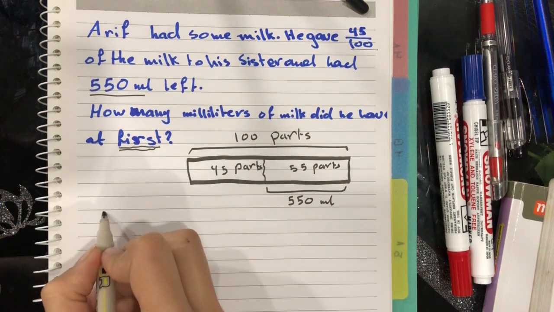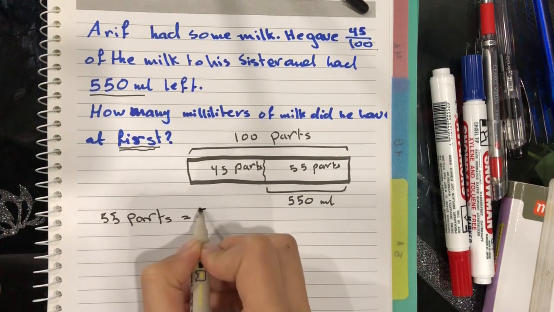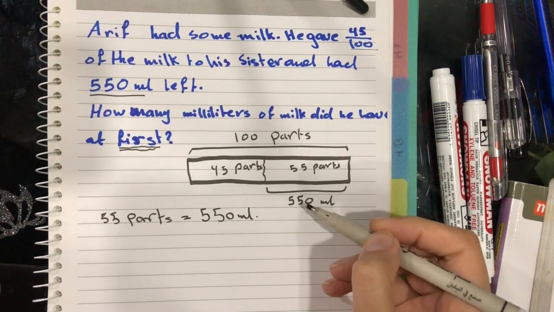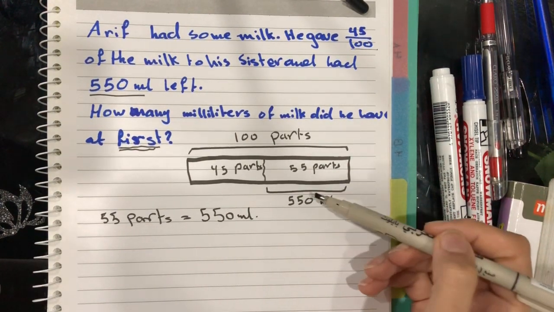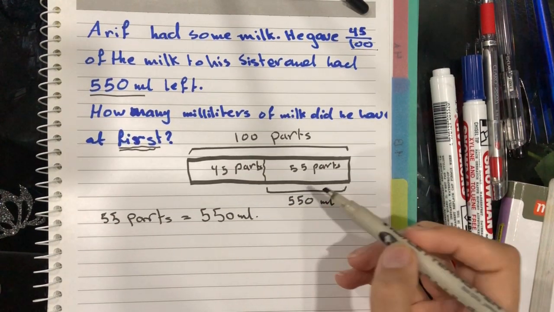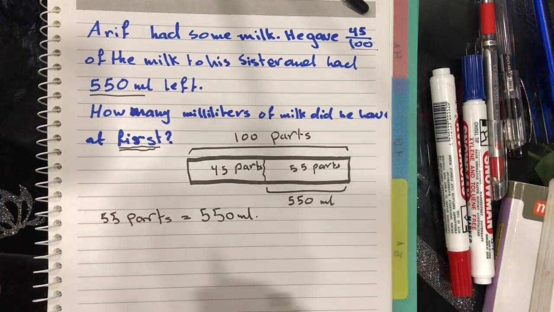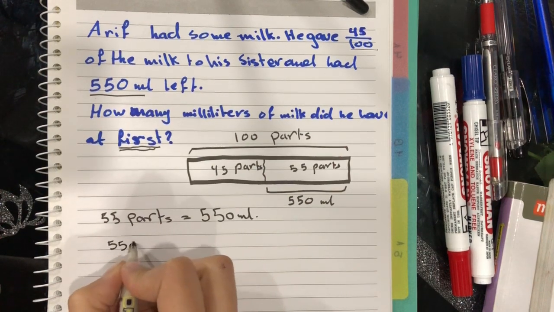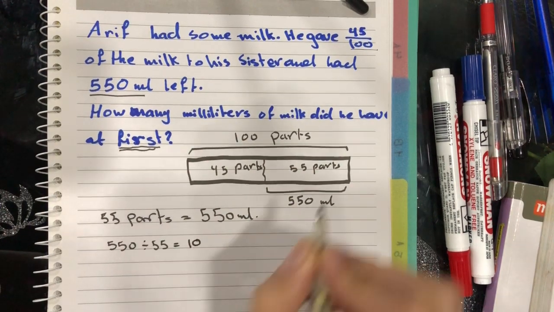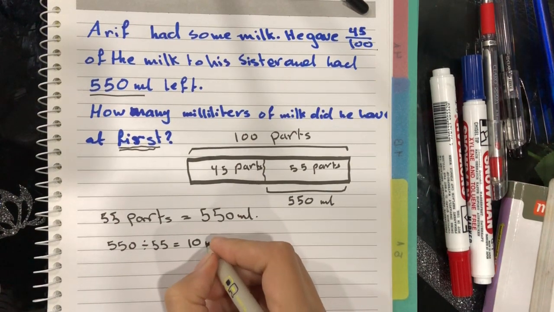So these 55 parts are equal to 550 milliliters of milk. Now, I need to find out how much one part is to find out how much the 100 parts as a whole are. So I need to divide my 550 milliliters of milk by the 55 parts, which will be 10. So each one part was 10 milliliters of milk.